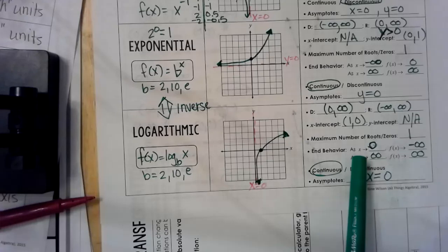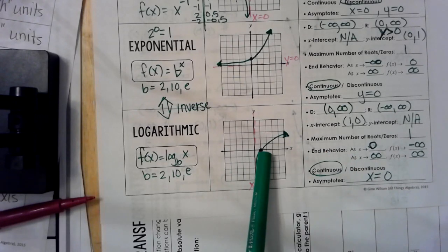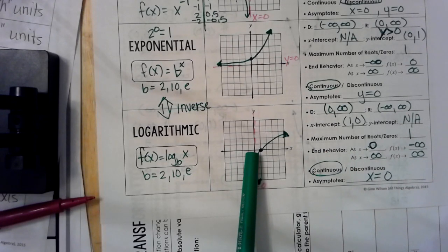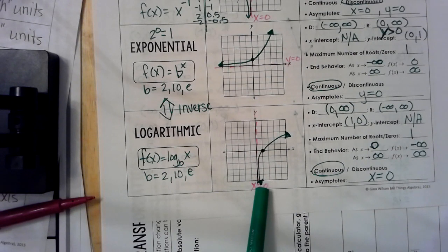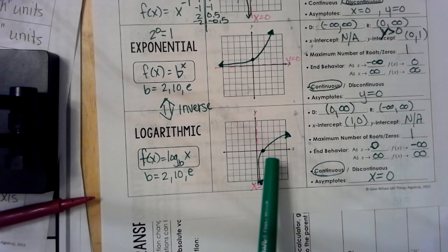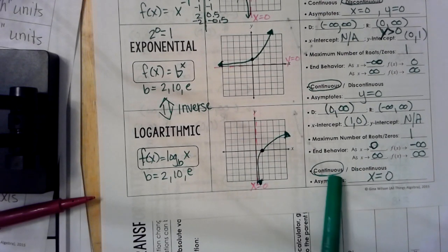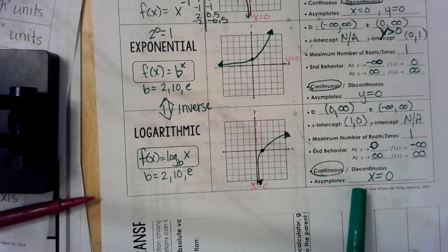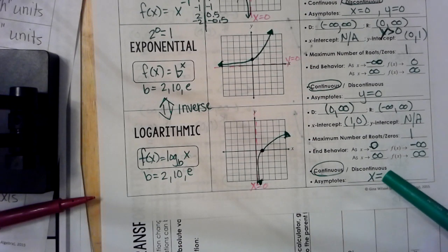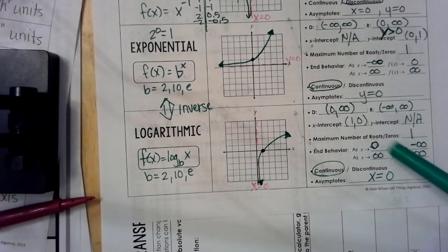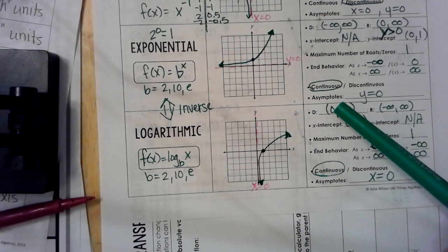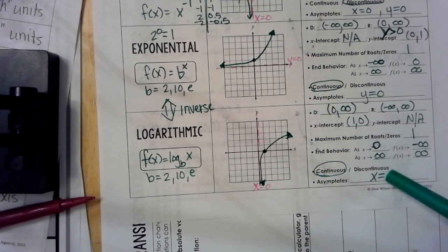In behavior, as x is approaching 0, getting closer and closer to that origin, your y just keeps getting tinier and tinier to negative infinity. As x approaches infinity over this way, the y just keeps growing. So that is continuous, but there is a restriction at the y-axis. And again, x equals 0, the reason we call it that is because that's what had the restriction. It doesn't include 0, so that is my asymptote's name.